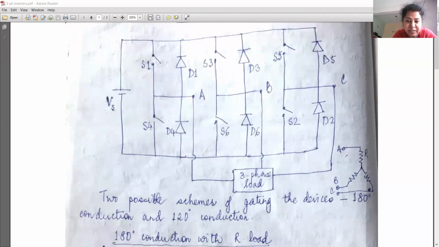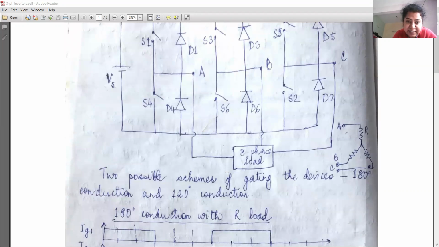Now there are two possible schemes of gating the devices. One is a 180-degree conduction and the other is a 120-degree conduction. I will be dealing with a 180-degree conduction with resistive load, and discussing how the circuit works with it.